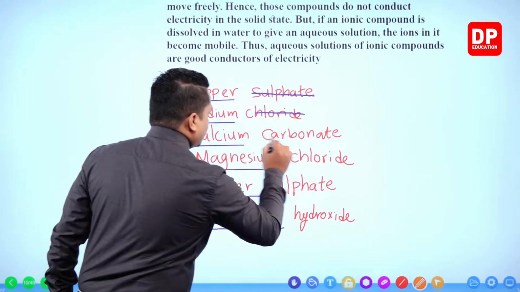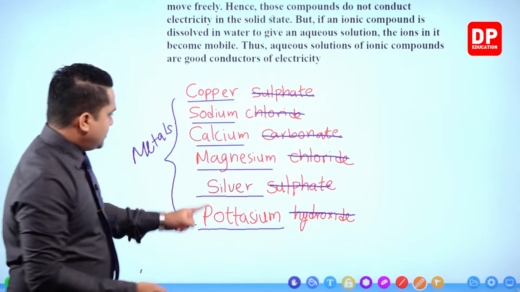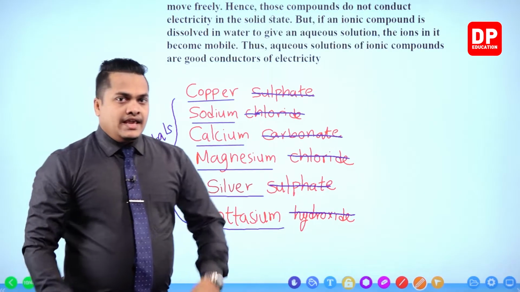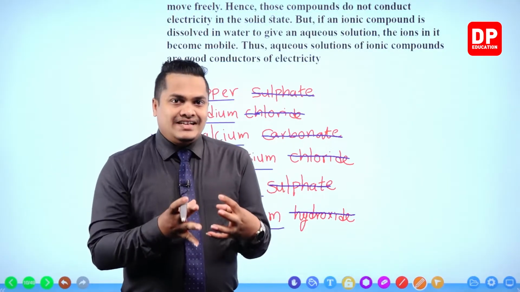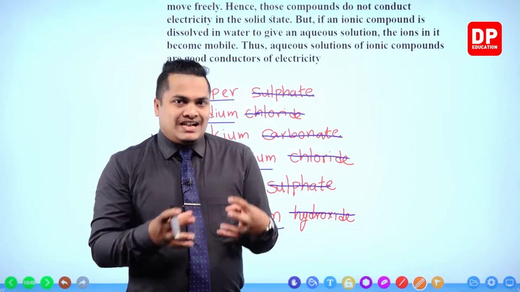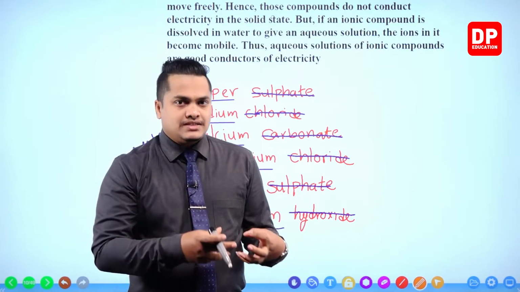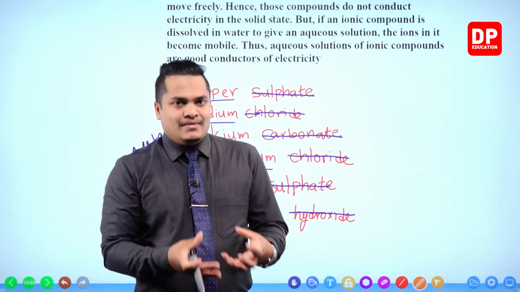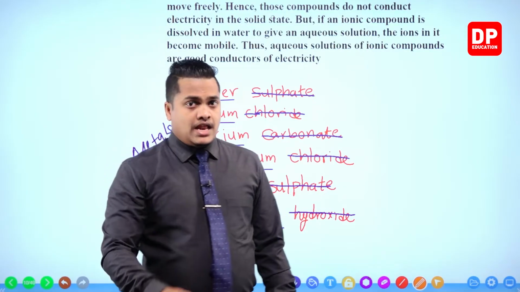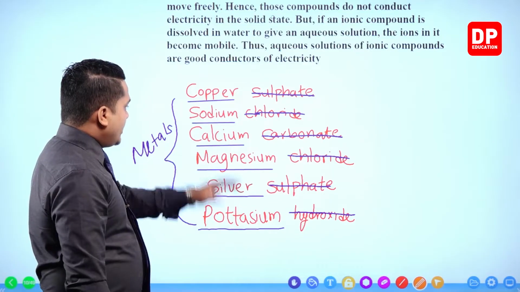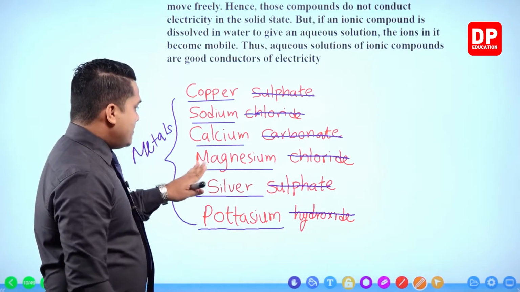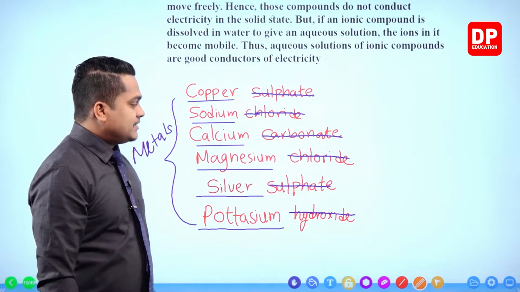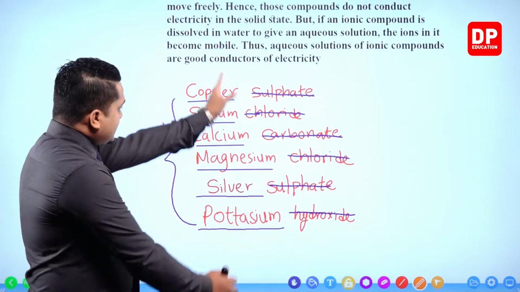Ignore this part. Don't think about this. I'm talking about these underlined ones. All of these things are metals. If a certain compound contains a metallic element within it, like copper, sodium, calcium, magnesium, which you already know is a metal, silver, a good metal, and potassium, again a metal. All of these substances are metals.